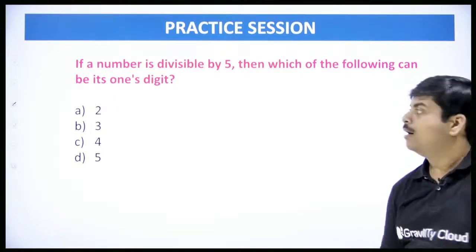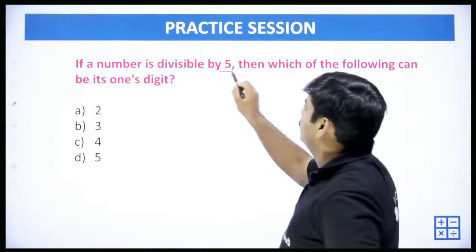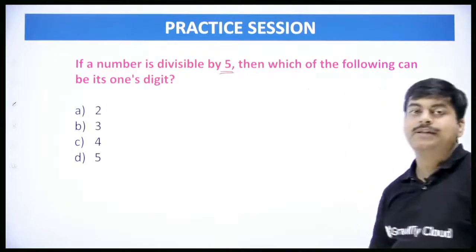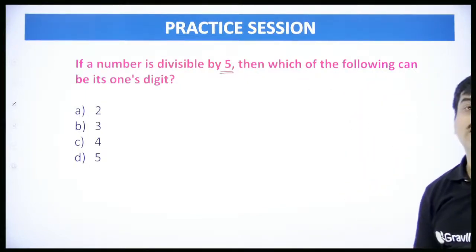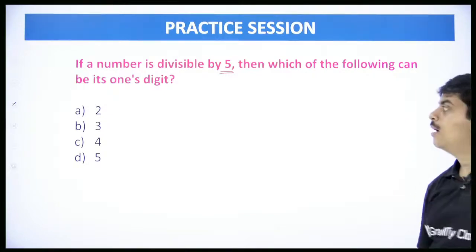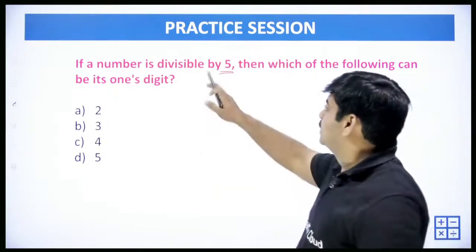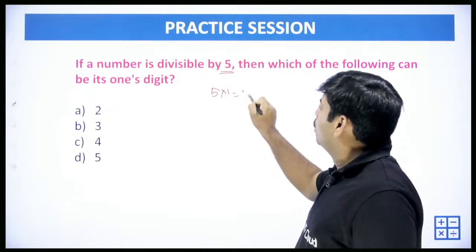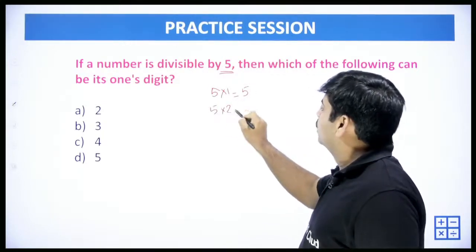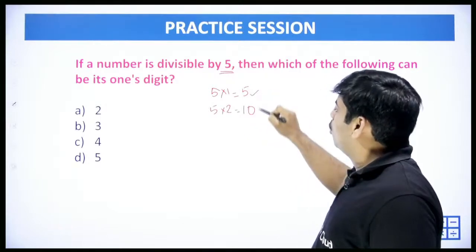If a number is divisible by 5, then which of the following can be its ones digit? Okay, carefully see here. Number is divisible by 5. For example, 5 into 1 is 5, 5 into 2 is 10. So unit digits can be 5 or 0.